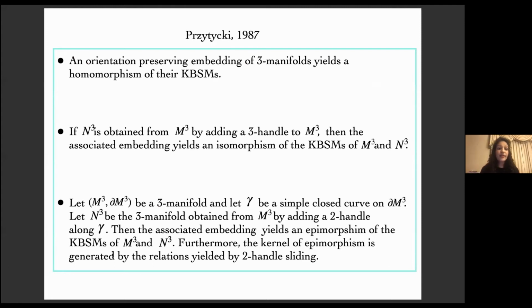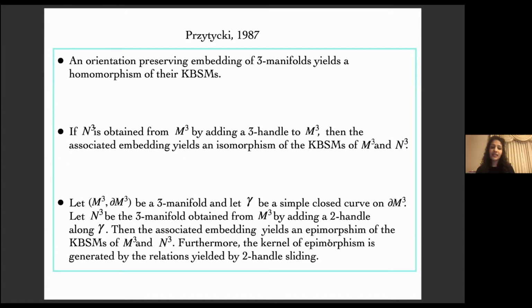Second, if you have a manifold which is obtained from another by adding a 3-handle to the second, then the associated embedding yields an isomorphism of their respective Kauffman bracket Skein modules. And if you have a manifold which is obtained from another by adding a 2-handle along a simple closed curve on the boundary of the second manifold, then the associated embedding yields an epimorphism of the Kauffman bracket Skein modules. And moreover, the kernel of this epimorphism is generated by 2-handle slidings.